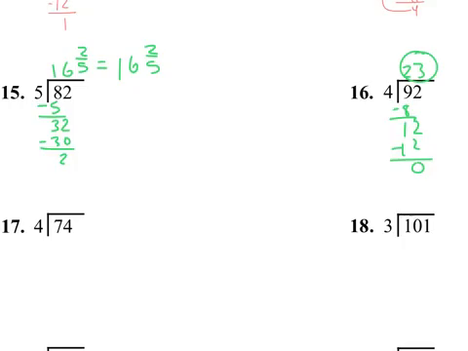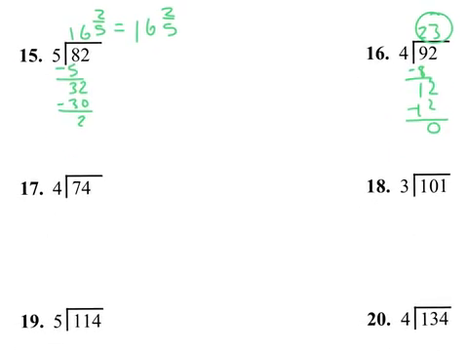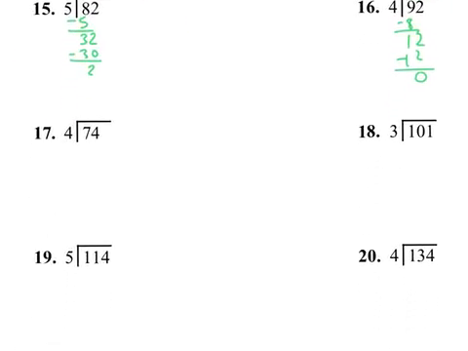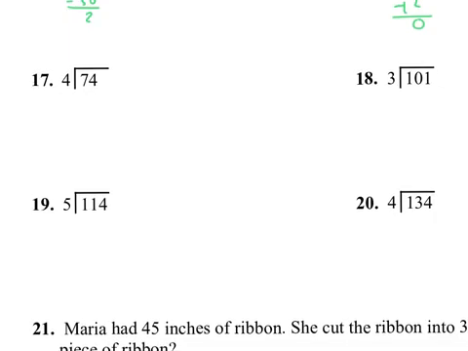Okay, 17 and 18. We'll move this up just a touch here. So I'm going to move it up and shrink this puppy down. Love this app. Okay, here we go, number 17. So 4 will go into 7 one time. 1 times 4 is 4. Subtract those, I get 3. Bring down the 4. 4 will go into 34 8 times. 8 times 4 is 32. My remainder is 2. So when I rewrite this as a mixed number, I get 18 and 2 over 4.